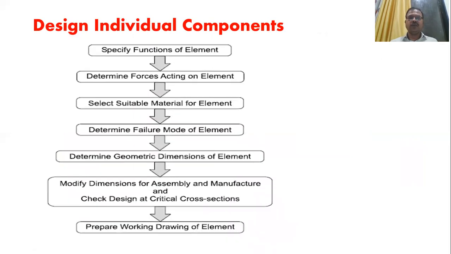Then design of individual components. We talked about it earlier, but we will talk in detail over here. So what are the steps that are involved in the design of individual components? First we have to specify the function of the element and the different forces acting, select suitable material, determine failure modes, determine geometric dimensions, modify dimensions according to the manufacturing constraints, and then prepare the working drawing. We will see all the steps in detail over here.